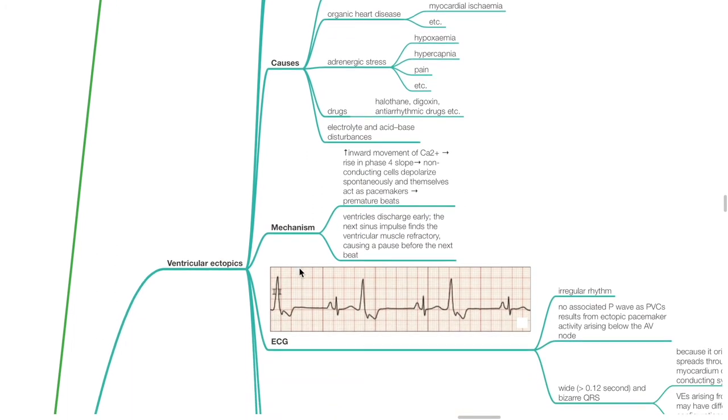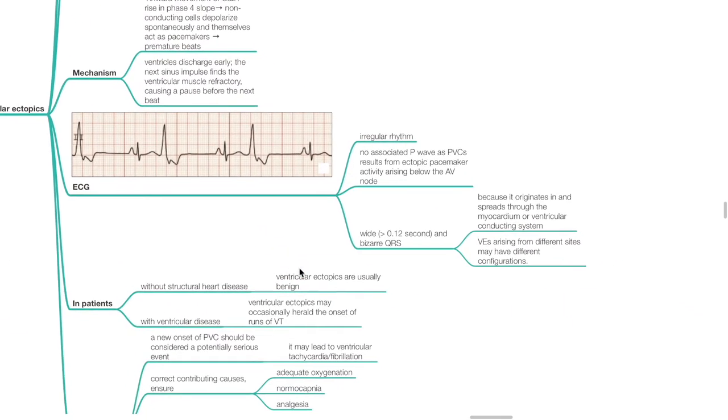Mechanism. There is increased inward movement of calcium, resulting in a rise in the phase 4 slope. Non-conducting cells depolarize spontaneously and themselves act as pacemakers, and this results in premature beats. Ventricles discharge early, and the next sinus impulse finds the ventricular muscle refractory, causing a pause before the next beat.